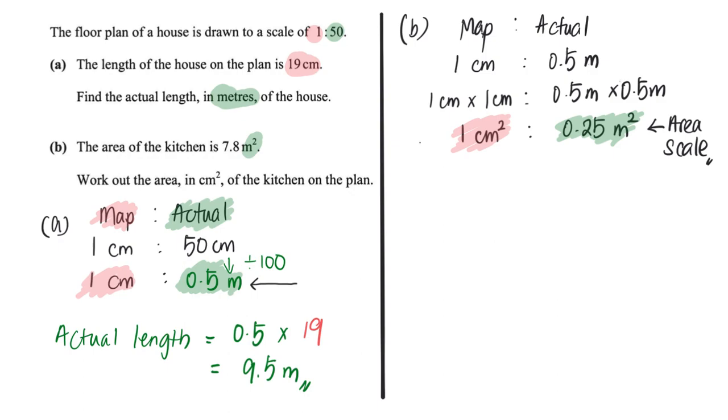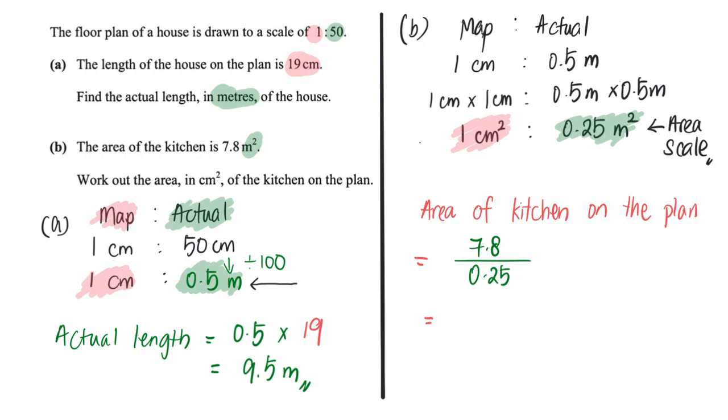So, what is the area of the kitchen on this plan? Yep, I just need to have 7.8 divided by 0.25, and that will give me how many cm square on the map. And we have come to the end of this solving of this problem.